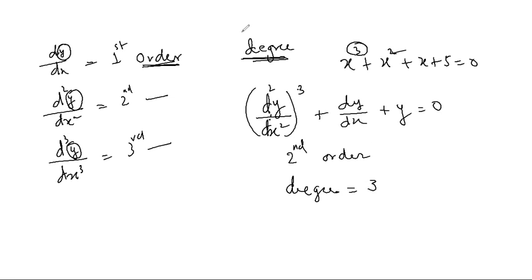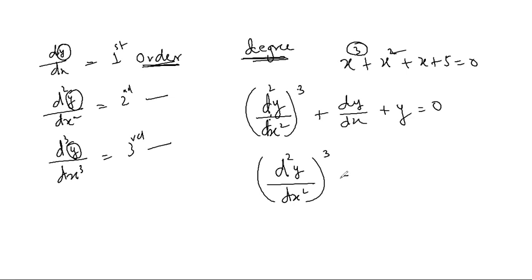But one problem, small problem I'm going to have. I'll just show you a problem. Then we will see what to do in that case. Same question, I am going to write it in this manner. (d square y by dx square) the whole cube is equal to square root of (dy by dx plus y). Can I say still my degree is 3? Can I say this equation is degree 3?